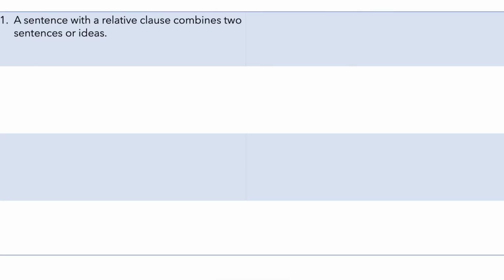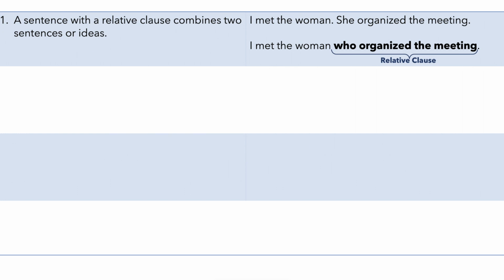Rule number 1. A sentence with a relative clause combines two sentences or ideas. I should mention that we sometimes call these relative clauses adjective clauses because they describe nouns or pronouns. So I can say, "I met the woman. She organized the meeting," or I can say, "I met the woman who organized the meeting." Who organized the meeting is the relative clause.